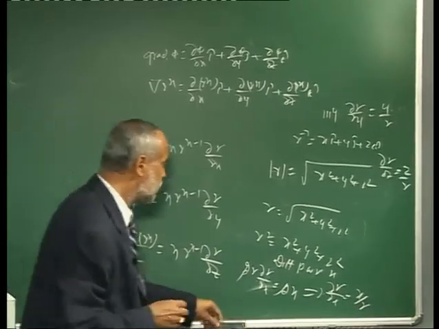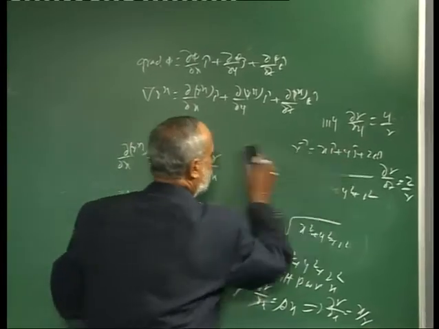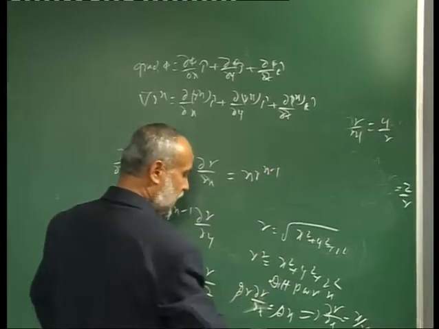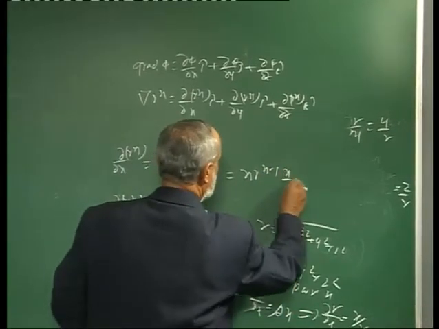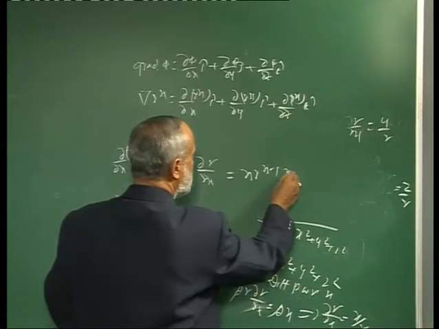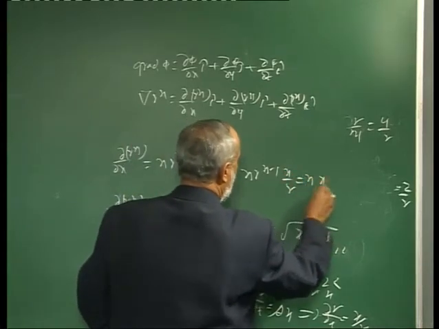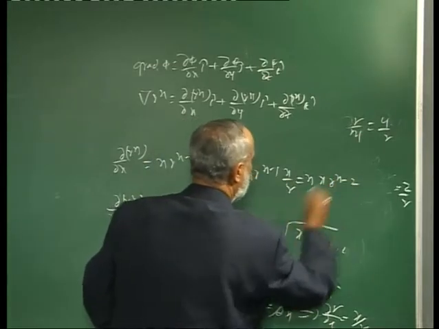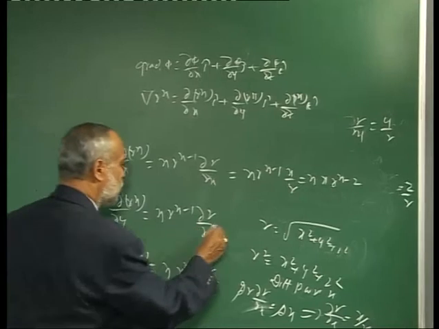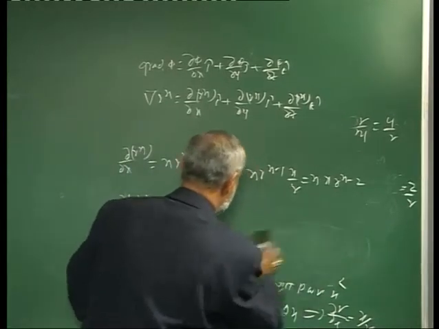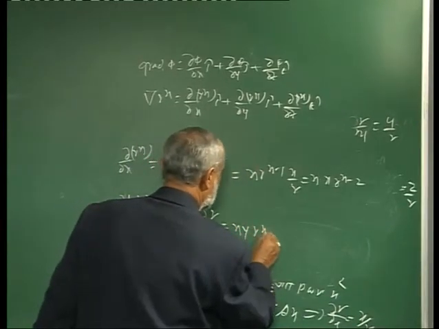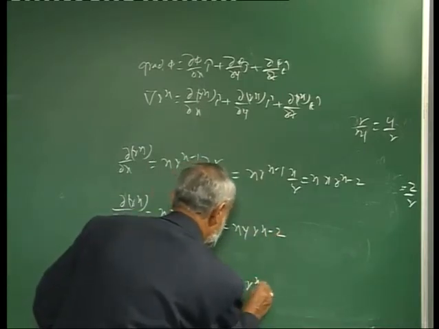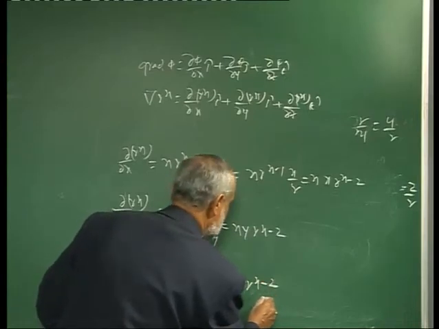If you are substituting, this is equal to n into r to the power of n minus 1, then x by r. Here n into x, r to the power of n minus 1 times 1 by r is r to the power of n minus 2. Similarly, n into y r to the power of n minus 2, and n into r to the power of n minus 2 z.